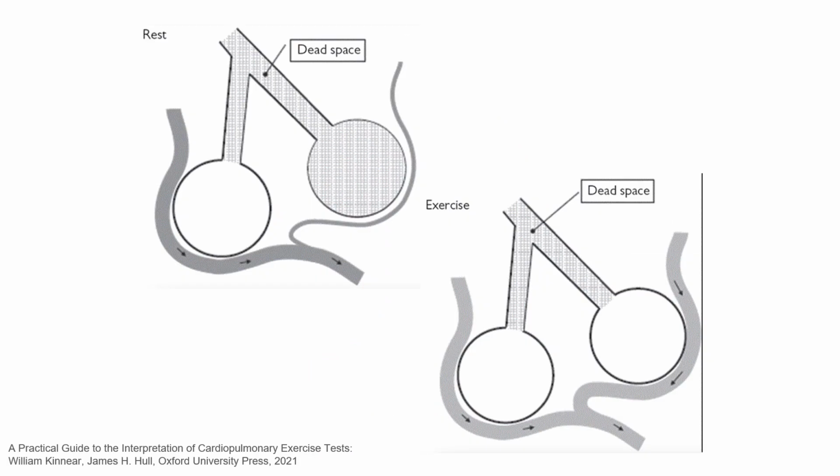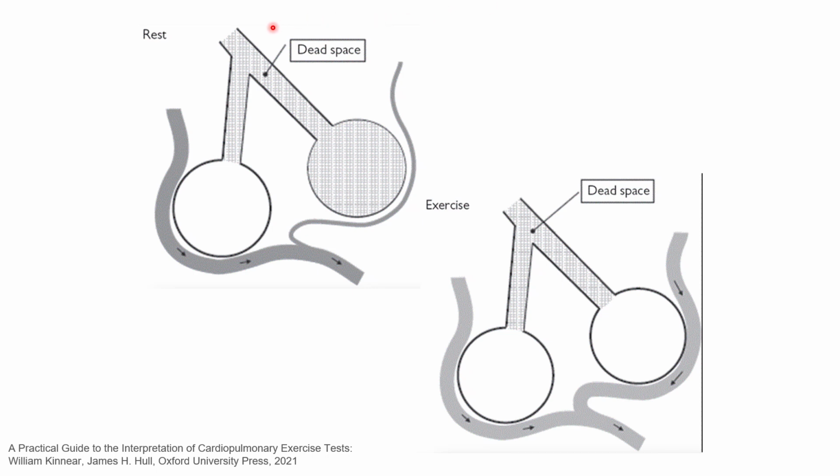At rest, our dead space is typically a third of our tidal volume, but during exercise this decreases because of increasing tidal volume and pulmonary vascular pressures. These increased pulmonary vascular pressures recruit more capillaries in the lungs, and this drops our dead space. And to highlight that, I have these 2 figures.